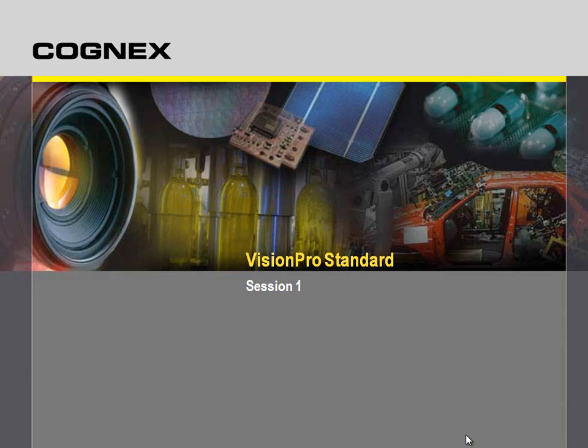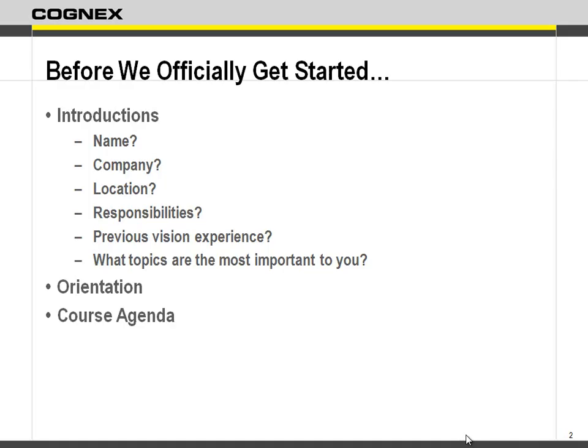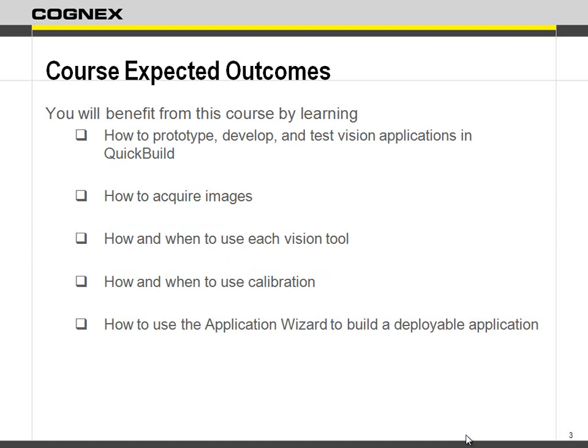Okay, so let's go ahead and get started with our VisionPro. So what we're going to get out of this class is we're going to talk about how to prototype, develop, and test vision applications in Quick Build. Remember, the first 2 days we're just staying in Quick Build. This is going to allow us to really focus on the tools and not on the environment yet. Okay, we can really see what's going on with that.